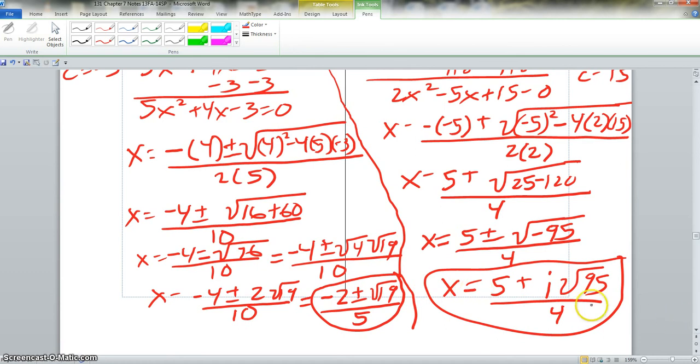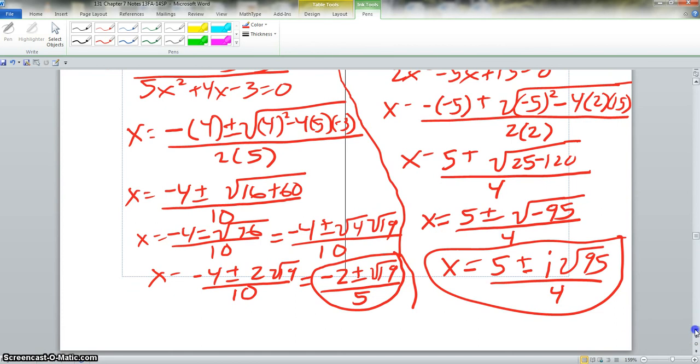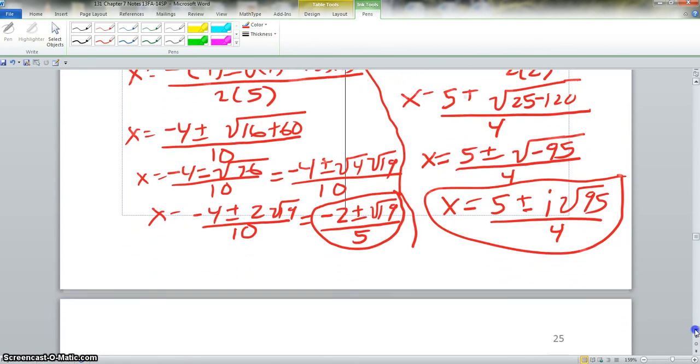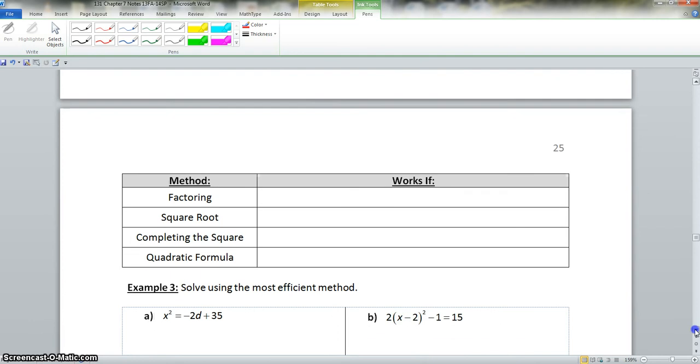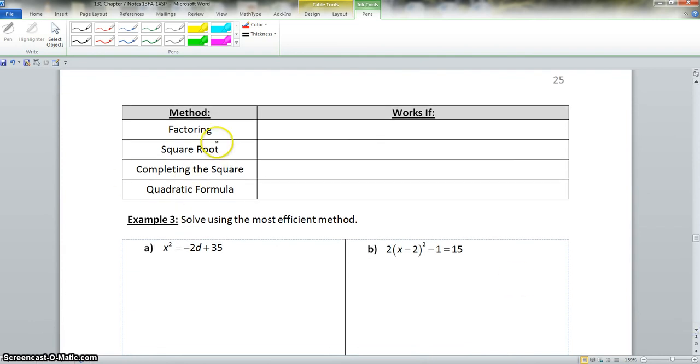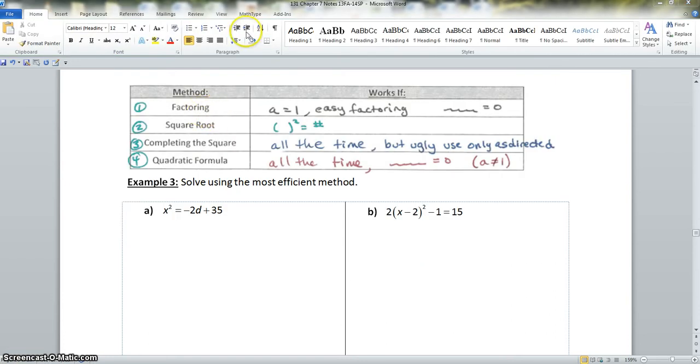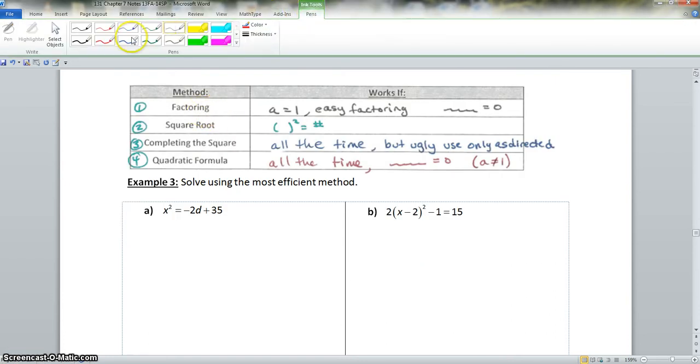Now we will scroll to the next page. It says method. We have factoring, square root, completing the square, and quadratic formula. Now we have to tell the limitations of each. So now we look at the first method, the factoring method.